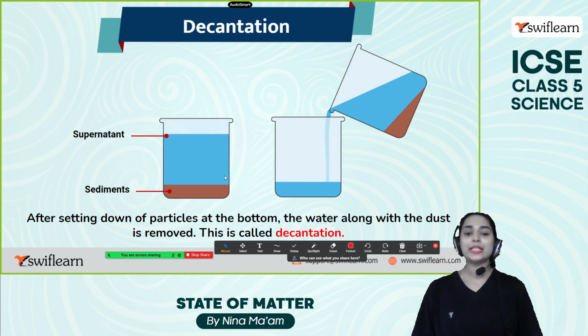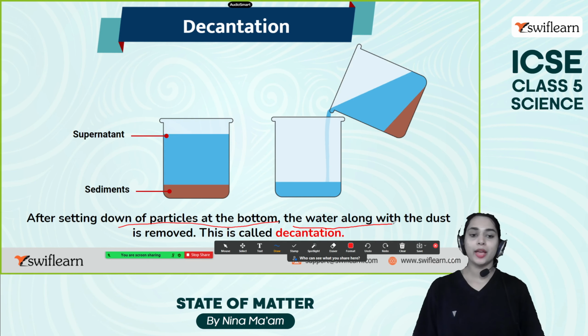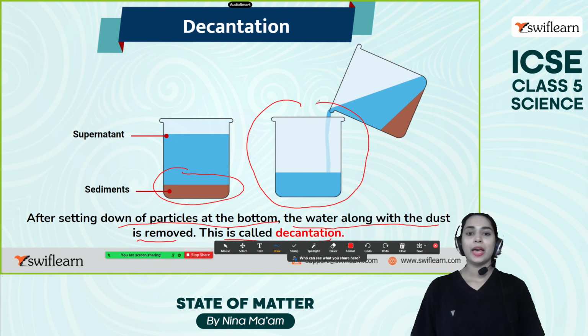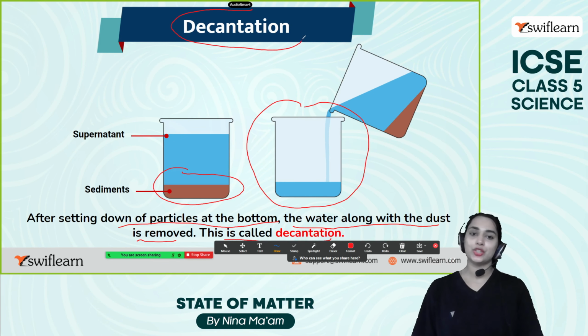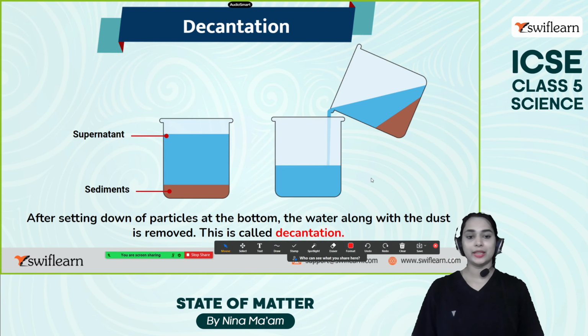Alright, now the next one is decantation. After the particles settle down at the bottom, the water can be removed along with the dust, and this is called decantation. So once the sediments settle down over here, the water can be separated into another container, and that is known as decantation. So it's very simple. Okay, all right.